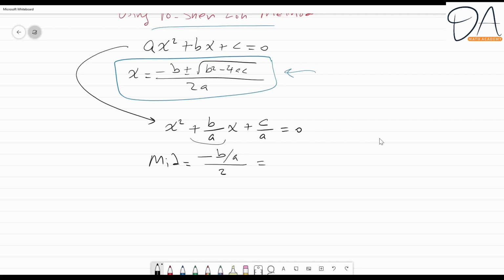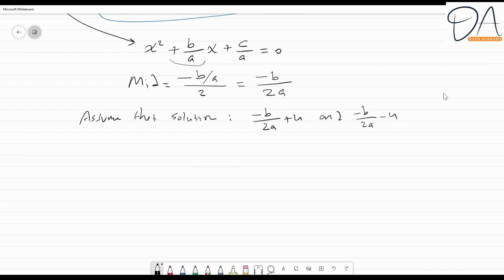Or I can write this as minus b over a, and I can bring this a down. So this gives you minus b divided by 2a. The other step in the Po-Shen Loh method is that we'll assume that the solutions will be the midpoint, in this case minus b divided by 2a, plus u, and the midpoint, which is minus b divided by 2a, minus u.